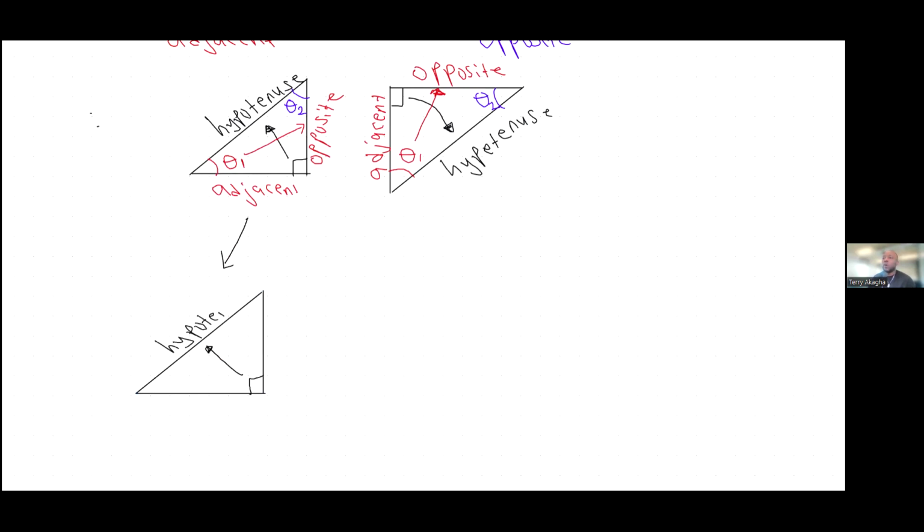Okay? We know that this side here is going to be theta 1. And this side here is going to be what? Theta 2. Now, when we use theta 1, the opposite was this. Now, because the side we're interested in is theta 2, in this case, for this triangle, this is going to be the opposite. Then the remaining side is going to be the adjacent.